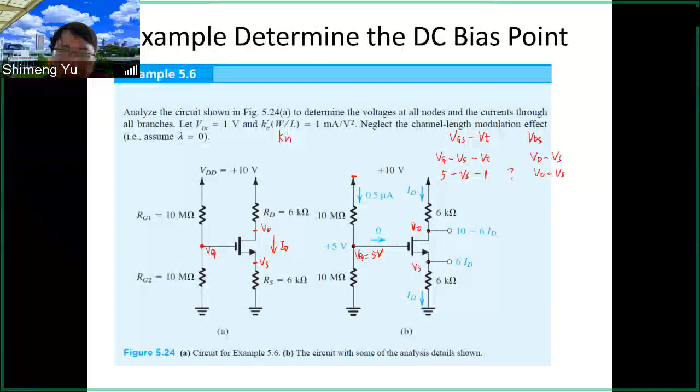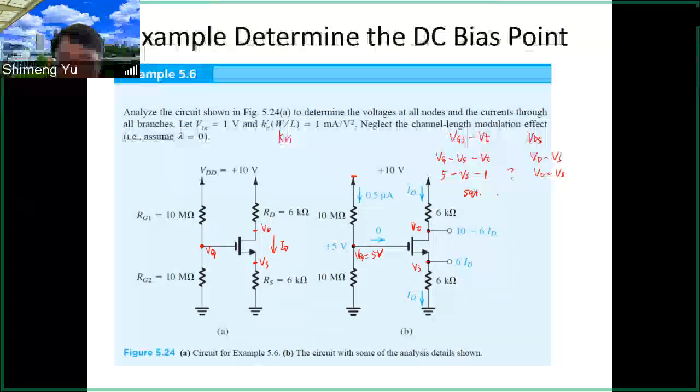So how do we do here? We have to assume the transistor is either in the saturation or the triode, because there are only two possibilities here. We have to assume one, and then later we can verify whether our assumption is correct or not. So let's assume the transistor is in the saturation.